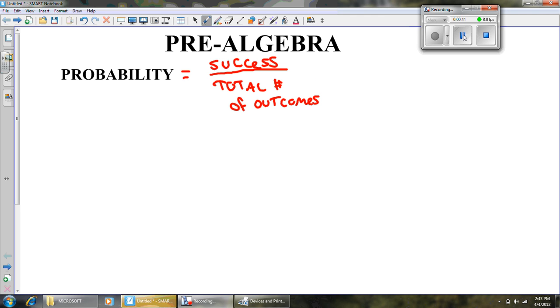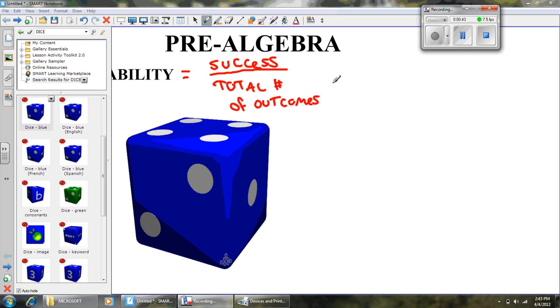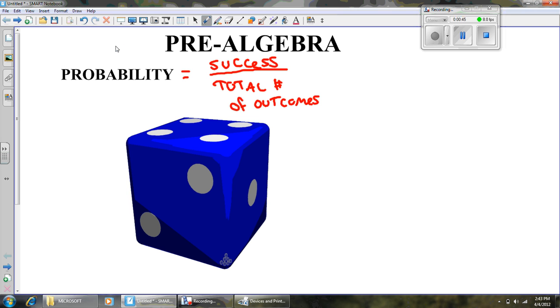Okay, so let's think about this really basically. Let's say we had a die, and my die happens to be blue, and we want to know the probability of rolling a 6 on this 6-sided die. Well, how many total outcomes are there? There's 6. You could get a 1, a 2, a 3, a 4, a 5, or a 6.